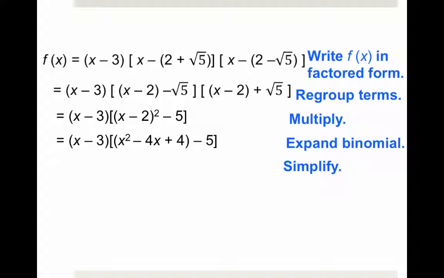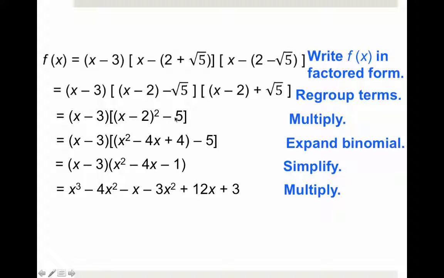Then I combine like terms. And then lastly, I'm going to multiply. And you guys, like I said, you guys can do this. If you have trouble with steps 2 and 3, please ask. So this is what I get when I FOIL everything out. And lastly, of course, we combine like terms.